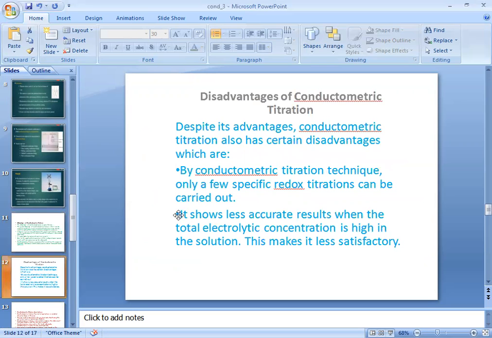Despite the advantages, certain disadvantages are there. In the conductometry titration technique, only a few specific redox reactions can be carried out, and it shows less accurate results when the total electrolyte concentration is high in the solution. So this makes it less satisfactory.